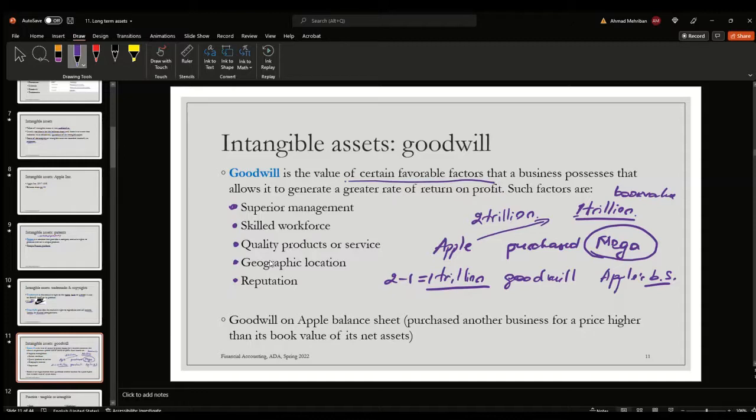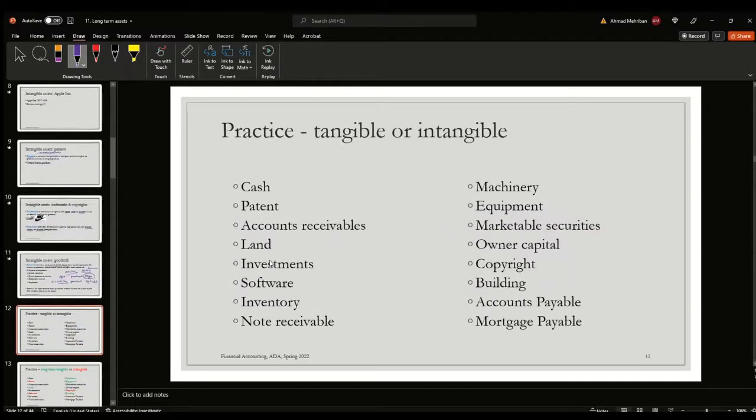I know I went through the explanation of intangible assets relatively quickly, but we have covered them before in previous weeks as well. So I hope you understand this part very easily. This is not that hard. Let's move on to the practice of tangible or intangible assets. The question is just to look at these assets and identify which are tangible and which are intangible. I'll use color coding: for tangible, I'll use purple, and for intangible, I'll use red.